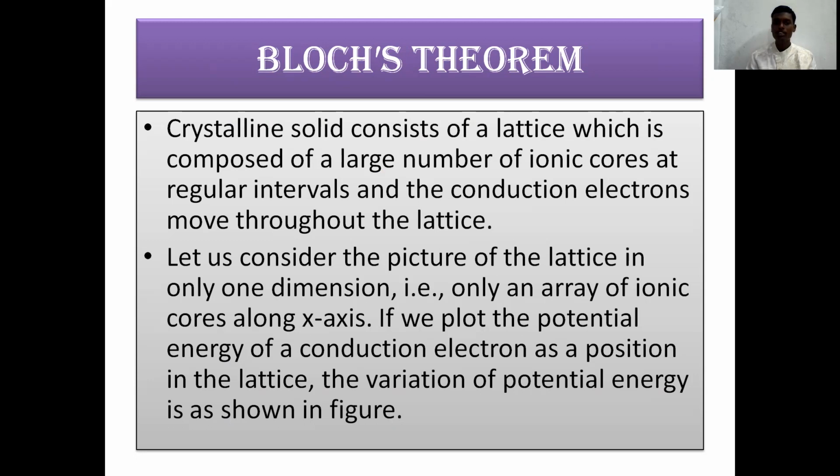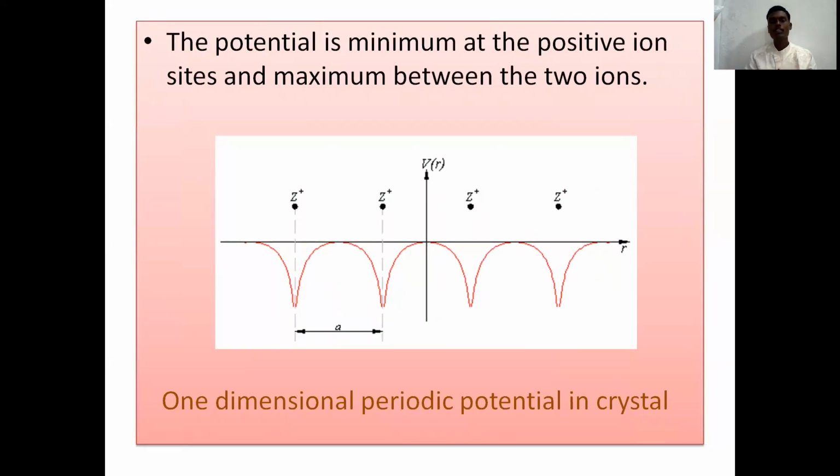If we plot the potential energy of a conduction electron as a function of position in the lattice, the variation of potential energy is as shown in the figure. We can see that the potential is minimum at the positive ion sites and maximum between the two ions. The graph is along the x-axis, and the distance between two ionic cores is denoted by small a. Have a look at this graph, it will be useful for the further lecture. This is a one-dimensional periodic potential in a crystal.